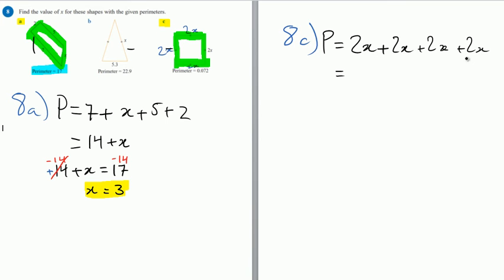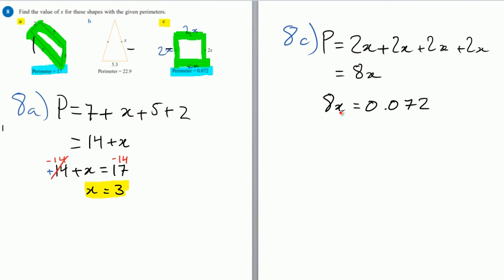They're all like terms. The x stays as it is, and we get 2 plus 2 plus 2 plus 2, which is 8. So we get 8x. That's our expression for the perimeter. But we also know that the perimeter equals 0.072 from the question. So as before, we write 8x equals whatever the perimeter is, which is 0.072. Then we just use a calculator.